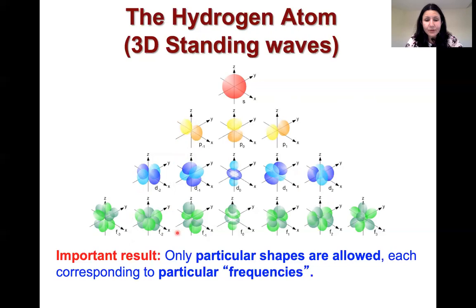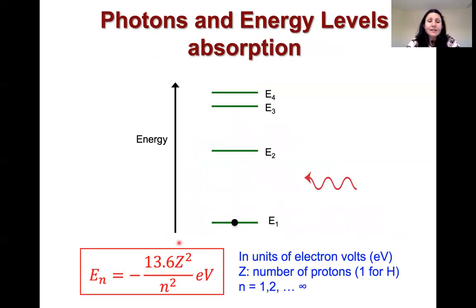And some of these orbitals have much more complicated shapes. These are associated with particular frequencies, thus particular energies that those electrons can have. And what exactly are those energies? For any hydrogen-like atom, so when there's one electron, the energy levels are described this way. Z is the number of protons, or atomic number, which for hydrogen is 1.